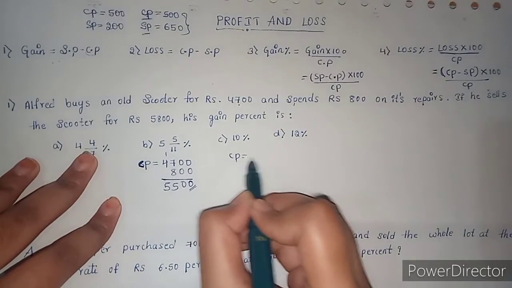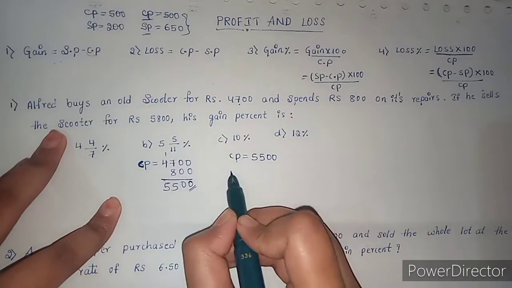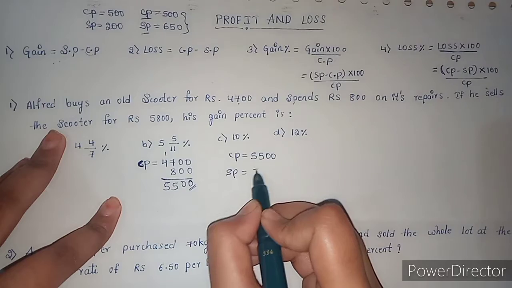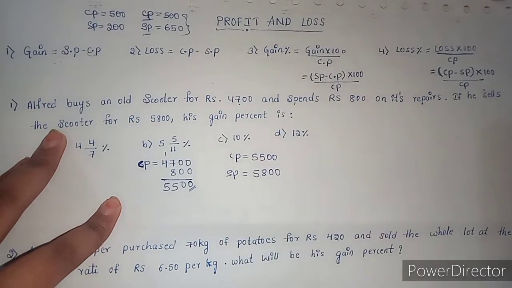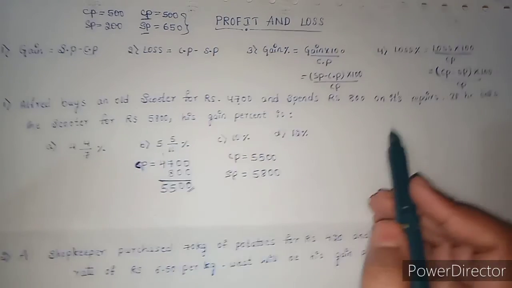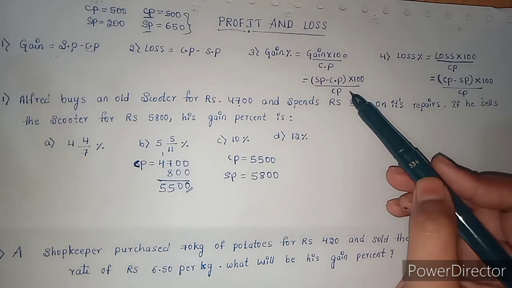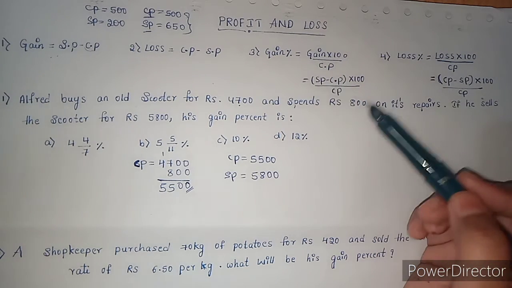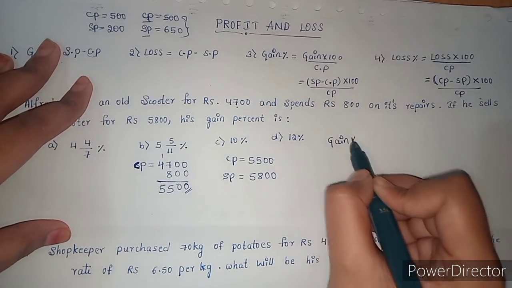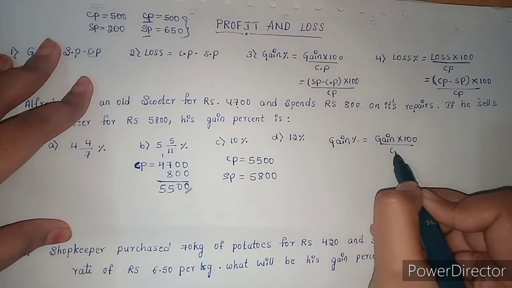Now the cost price is 5,500 and he sells the scooter. Sells means selling price. He sells the scooter for rupees 5,800. His gain percent? I already told you, in some questions the selling price and cost price are given and you are asked to find the gain percent. Then what do you need to do? We know gain percent equals gain into 100 by cost price.